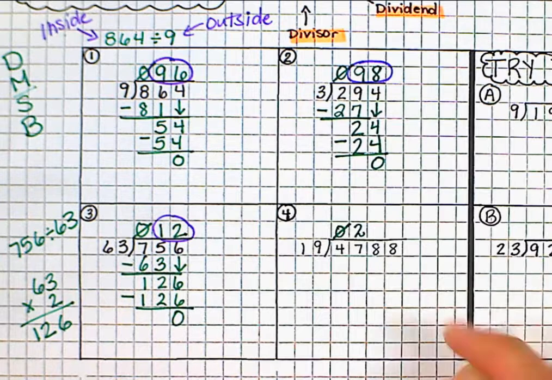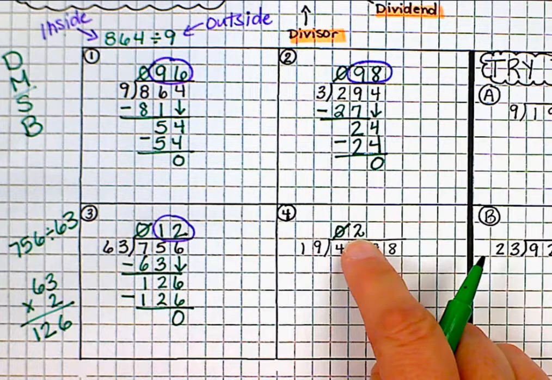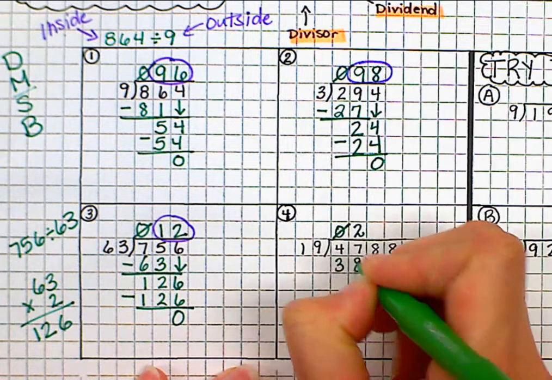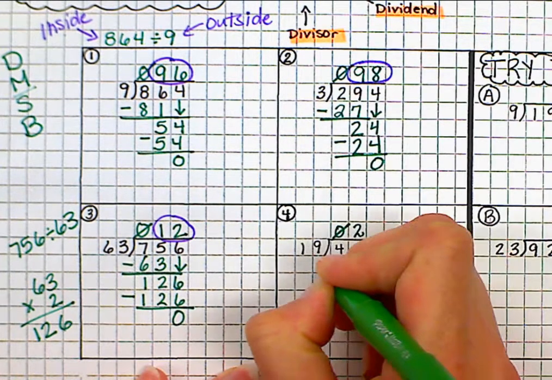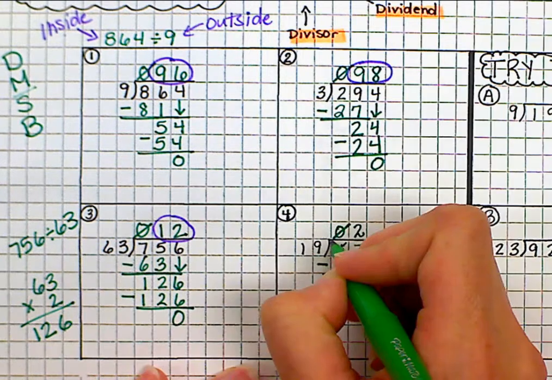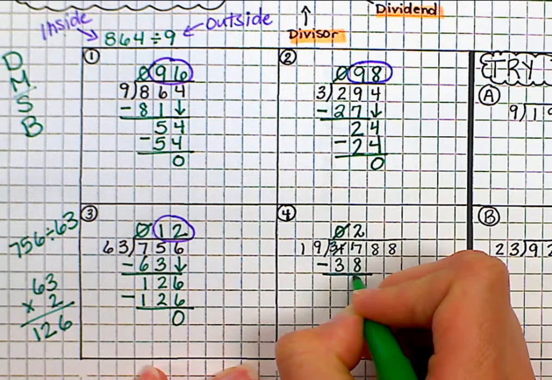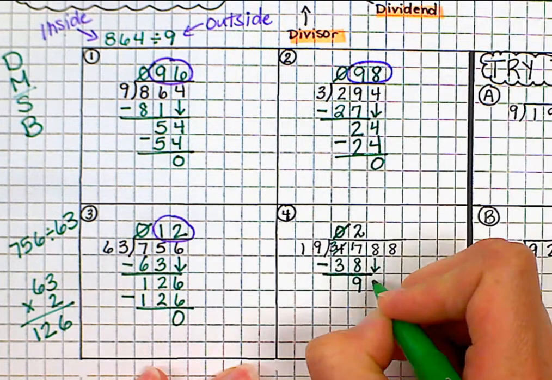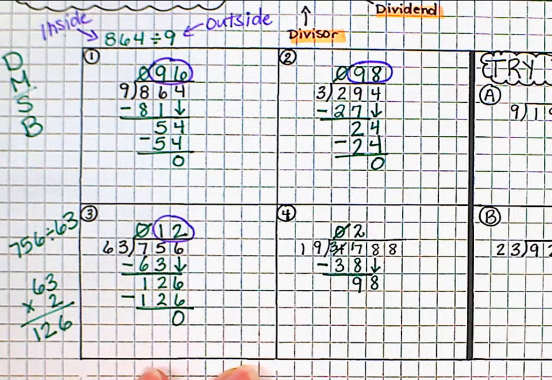So 19 times 2, that's the multiplying part. That would give me 38, so I'm going to subtract 38. You're going to have to borrow here. Remember, you can't do 7 minus 8. That gives me a 9. Bring down the 8. So now I have 98.